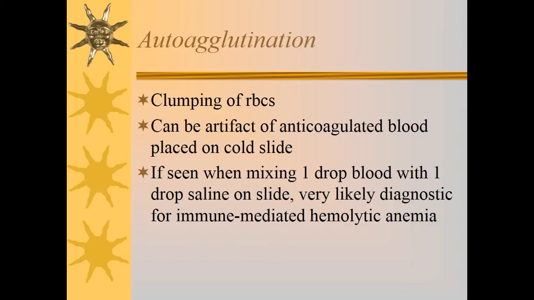Autoagglutination. Autoagglutination refers to clumping of RBCs. Autoagglutination can be an artifact seen when a drop of anticoagulated blood is placed on a cold slide. However, assuming the slides are at room temperature, autoagglutination seen when mixing 1 drop of blood with 1 drop of saline on a slide is very likely diagnostic for immune-mediated hemolytic anemia, also known as IMHA.